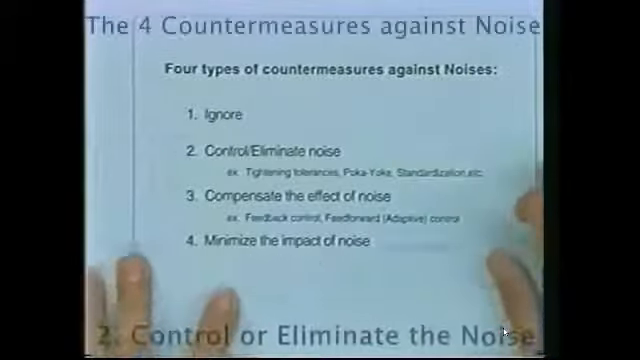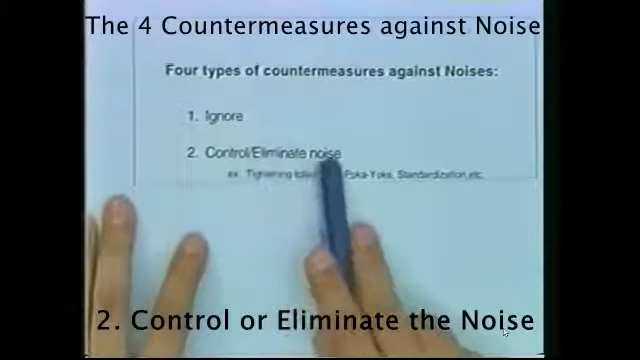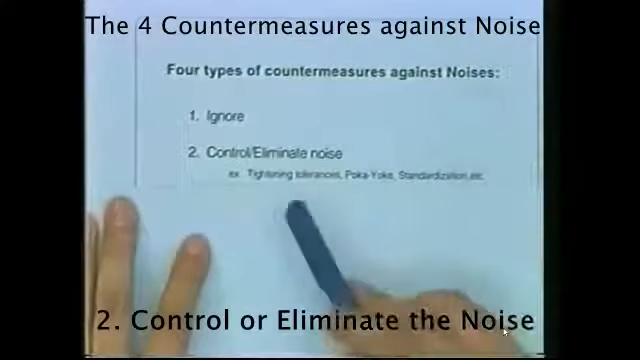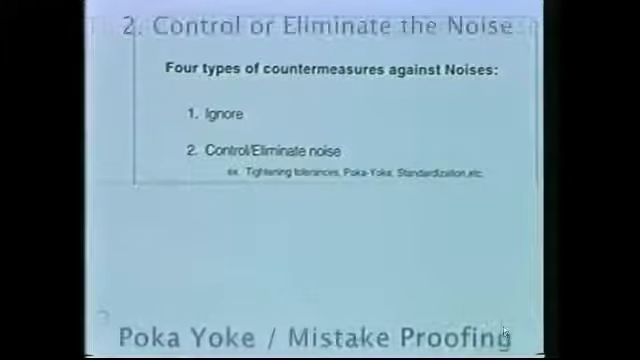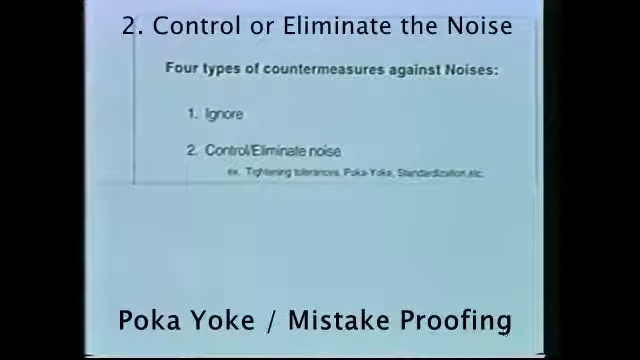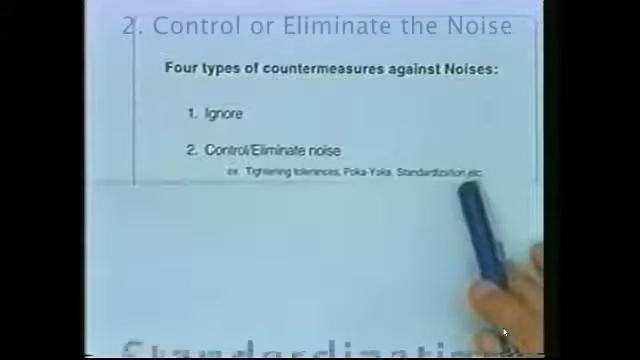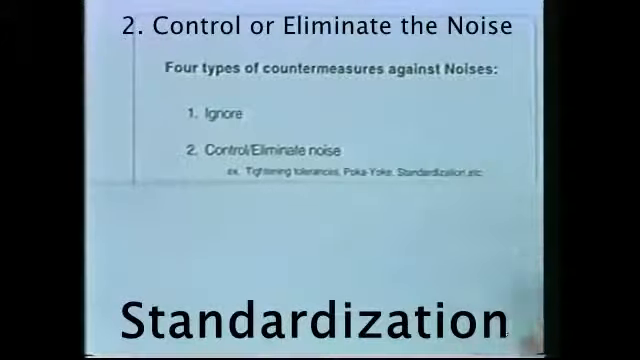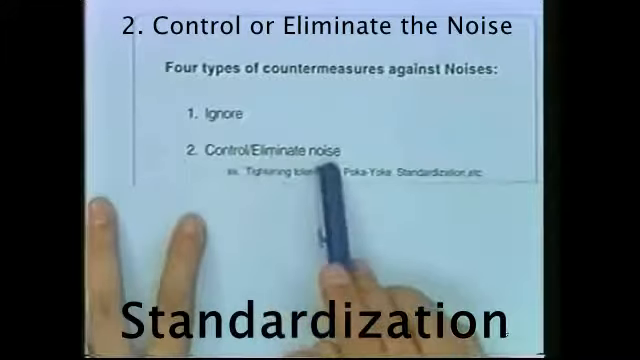Now, the second type of countermeasure is to control or eliminate the noise itself. For example, tighten the tolerance. Do you know this word? Poka-yoke, mistake proofing. That's a Japanese word for foolproofing, mistake proofing, and that certainly is a countermeasure. And standardization, like operating standards, operation procedure standards, and so on and so forth. These are controlling and eliminating the noise itself.